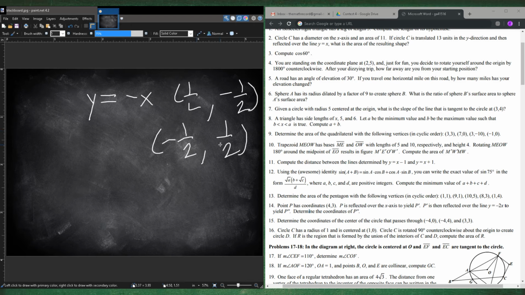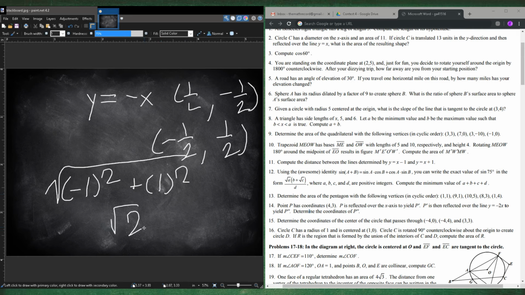So the distance between 2 points, basically using the formula, it's just 1 point minus the other, each coordinate squared. So it's just 1 half minus negative 1 half, which is 1, so 1 squared. Negative 1 half minus 1 half is negative 1, so negative 1 squared. Square root of 1 plus 1 is just 2. So the distance between the 2 lines is square root 2.